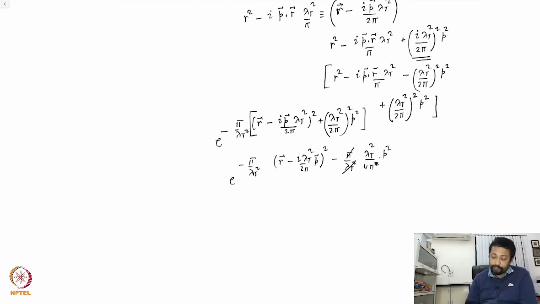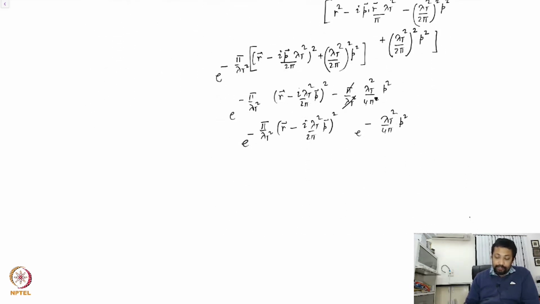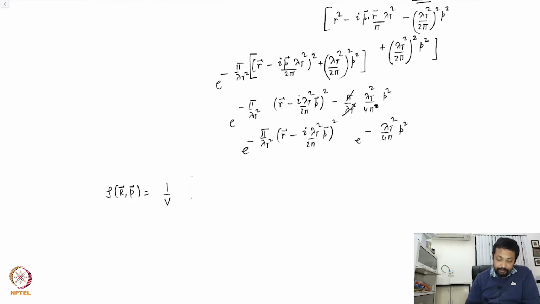So this gives me lambda_t^2, and then I have a pi over here, so that I have e to the power minus pi over lambda_t^2 times (r minus i lambda_t^2 / 2 pi times p) whole square, times e to the power minus lambda_t^2 over 4 pi times p^2. Therefore rho of r comma p is 1 by v, and then I have d of r, e to the power minus pi over lambda_t^2 times (r minus i lambda_t^2 / 2 pi times p)^2, e to the power minus lambda_t^2 over 4 pi times p^2.